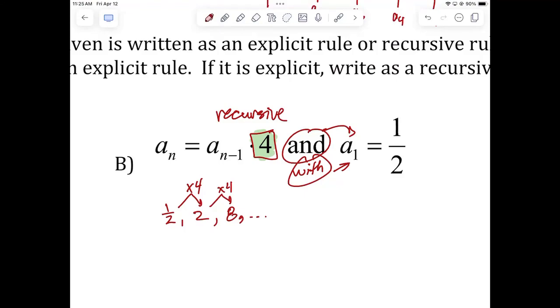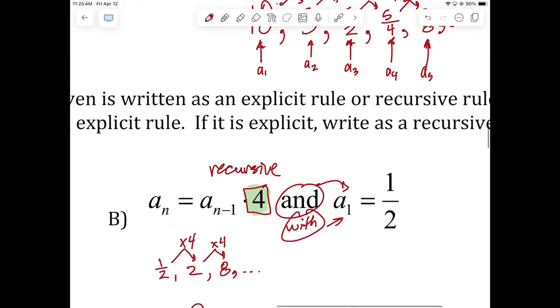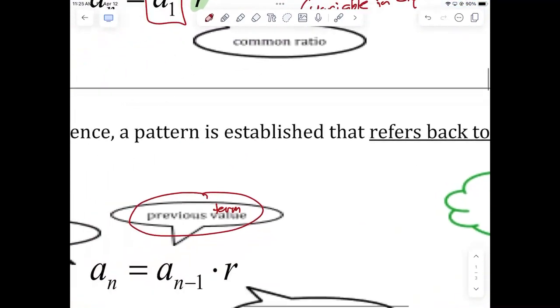Now, I want to write the holy grail equation. Is there a way to write an explicit formula so that we get that same pattern? Well, here's your template for writing the explicit form.